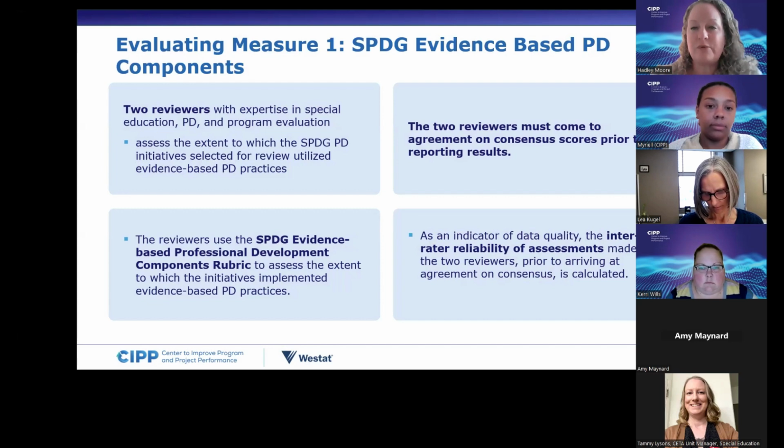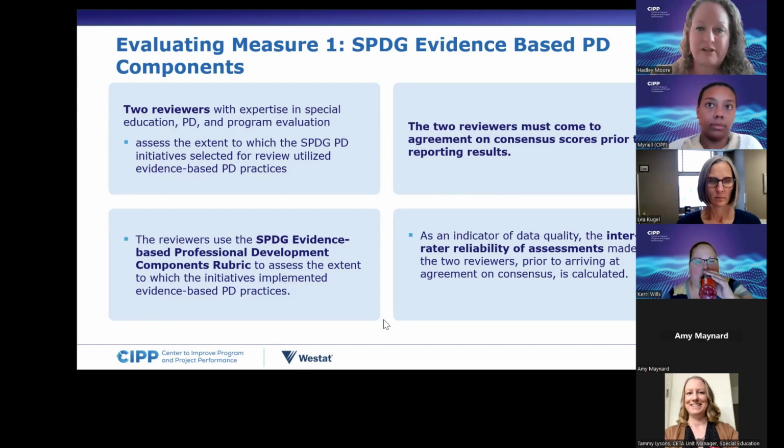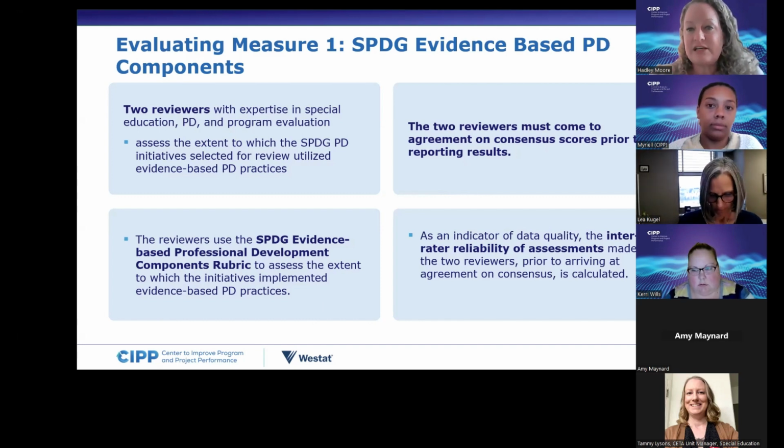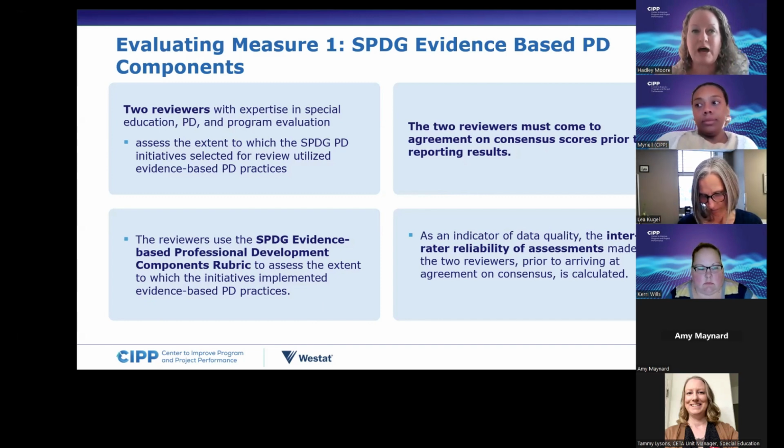So we need to agree on what the score is before the results are reported to Congress. We use the SPDG evidence-based professional development components rubric. That's the same rubric that's available on the SIG network website. And that's the rubric that we use to assess the extent to which initiatives implemented evidence-based professional development practices. And then as an indicator of data quality, so that people looking to see how well we're able to assess these things, our inter-rater reliability. Laura's and my inter-rater reliability prior to our consensus is calculated.